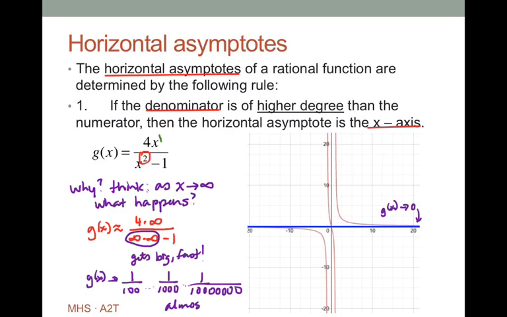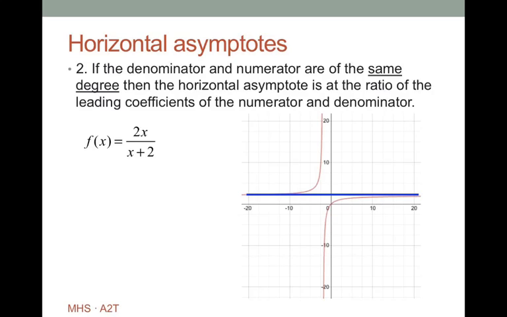And so that's what's going on. If you have a higher degree in your denominator than you have in your numerator, then that function is going to approach 0 as x gets higher and higher. So you're going to have a horizontal asymptote there.